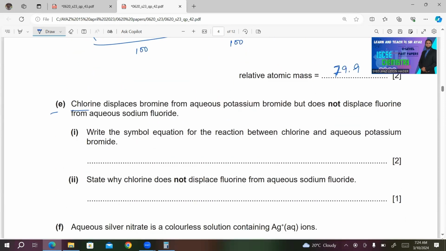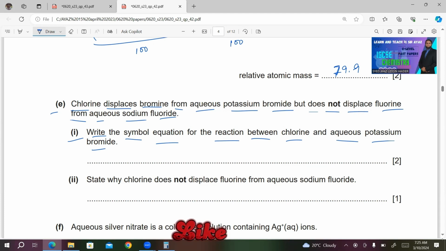E. Chlorine displaces bromine from aqueous potassium bromide but does not displace fluorine from aqueous sodium chloride. Number 1, write the symbol equation for the reaction between chlorine and aqueous potassium bromide. Chlorine, they are halogens, they all exist in the diatomic state, so I will write Cl2 for chlorine. What about potassium bromide? Potassium bromide, KBr.